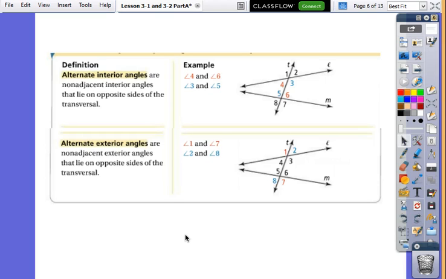What's the relationship between angle 4 and angle 5? Same side interior. What's the relationship between angle 5 and angle 8? Linear pairs. What's the relationship between angle 4 and angle 2? Vertical. What's the relationship between angle 4 and angle 6? Alternate interior. What's the relationship between angle 4 and angle 8? Corresponding.